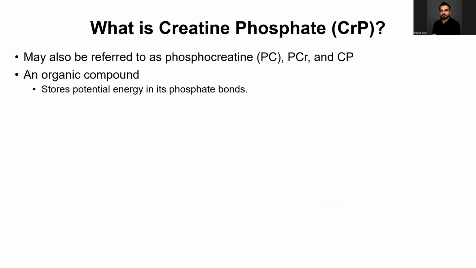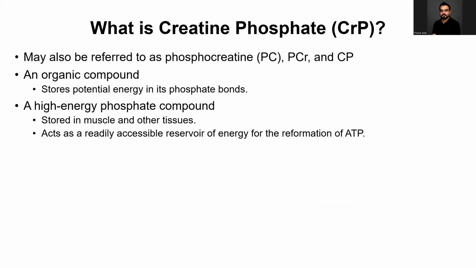Because it contains carbon atoms. That's why it's called an organic compound. And it stores energy in its phosphate bonds, like ATP. ATP also stores potential energy in its phosphate bonds.